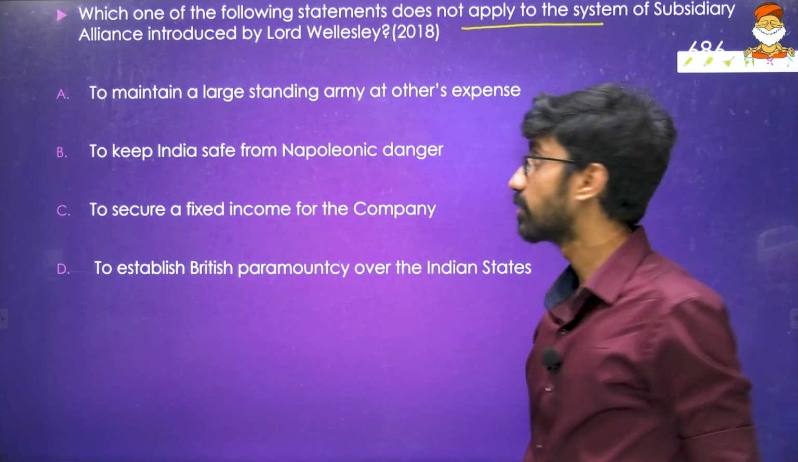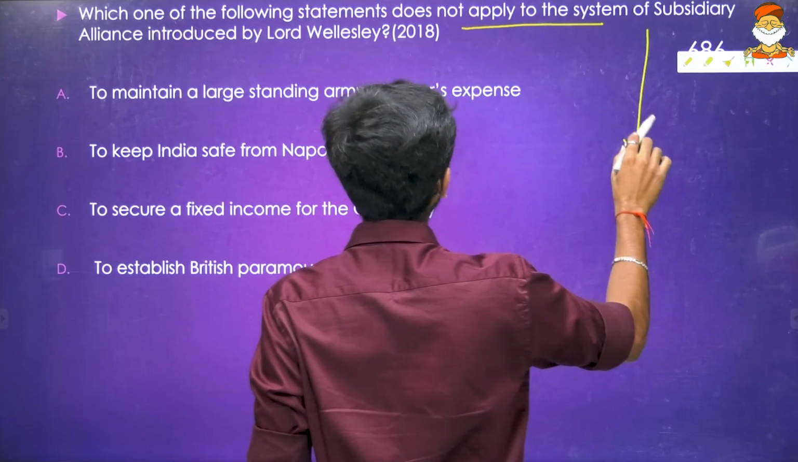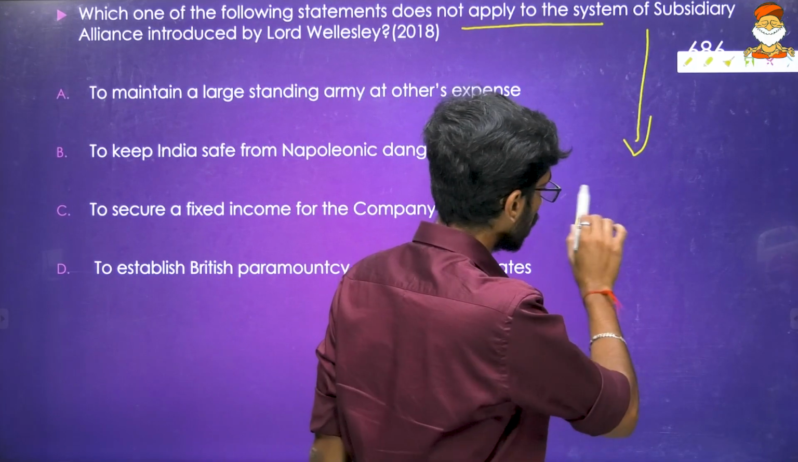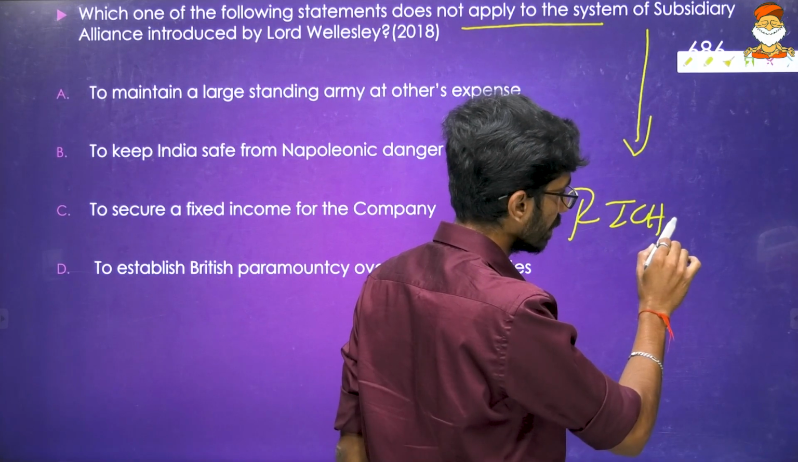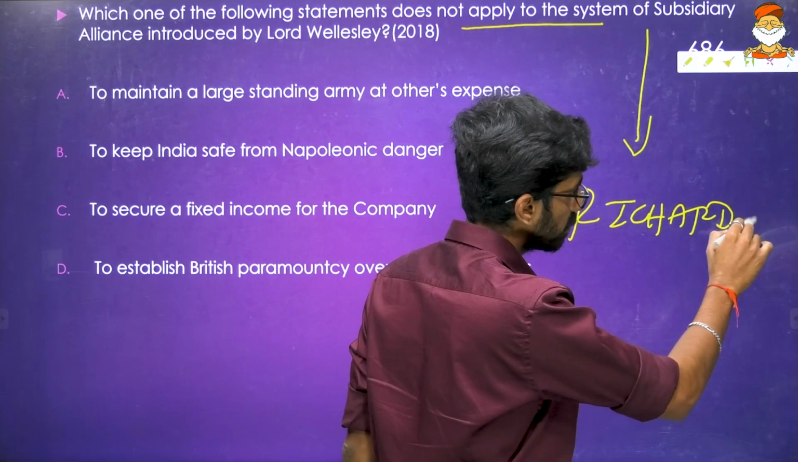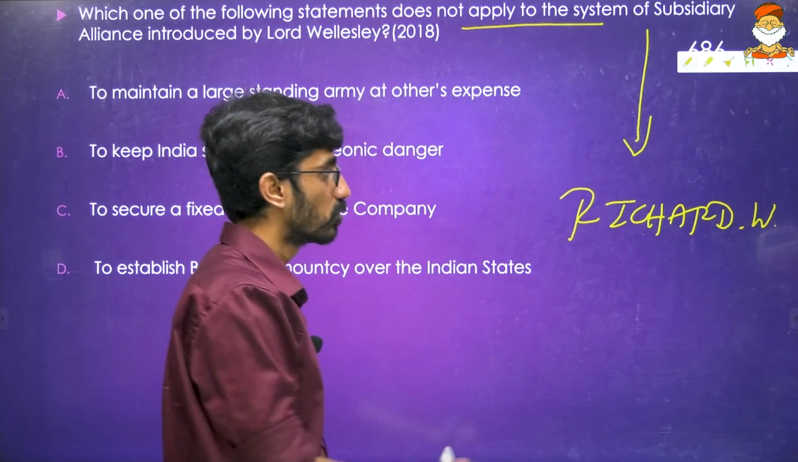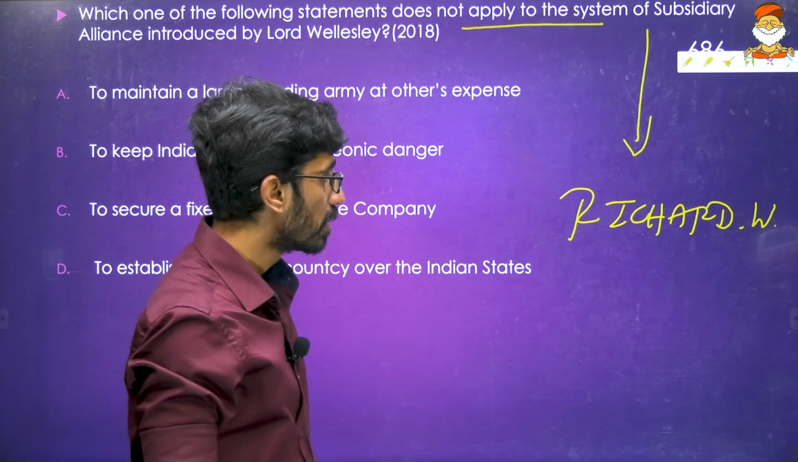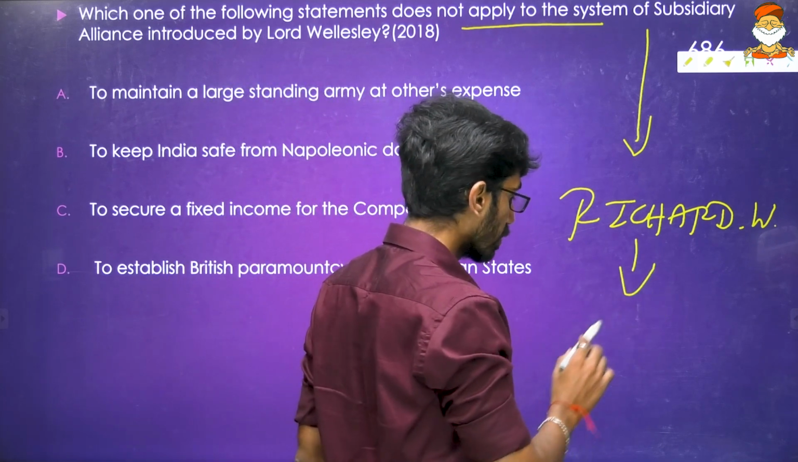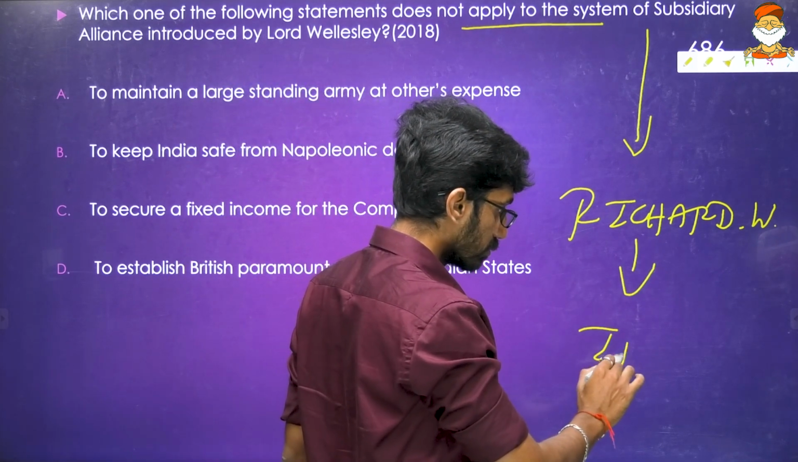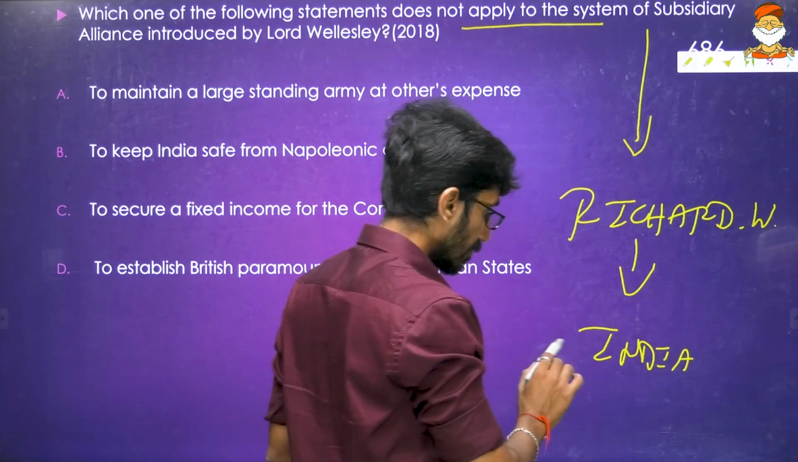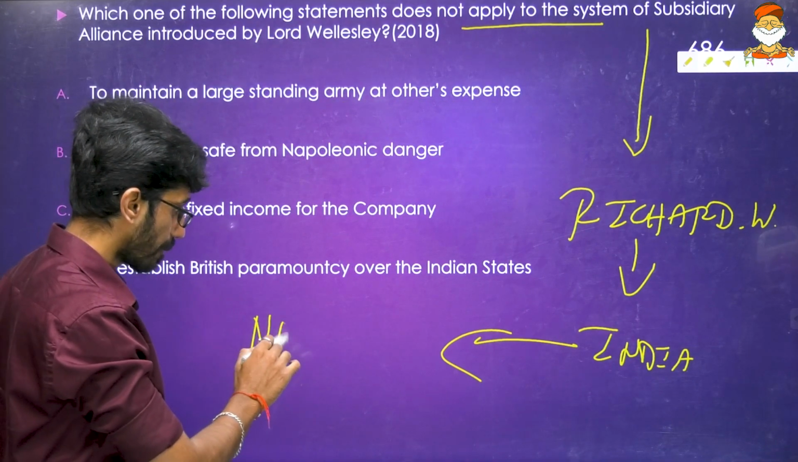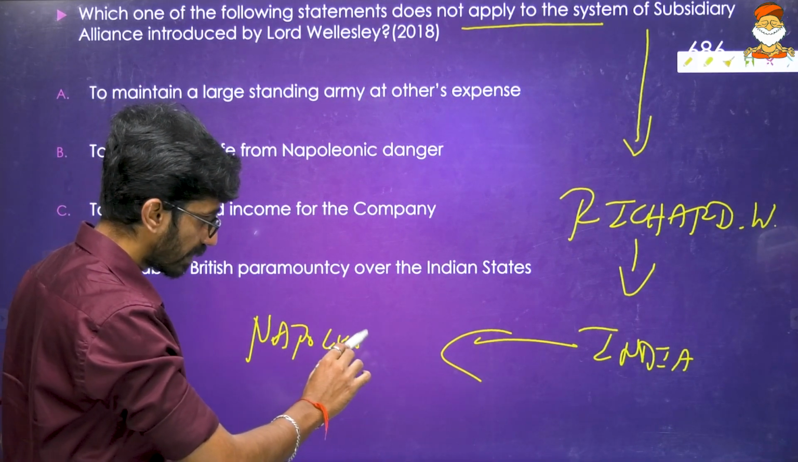Now to understand the subsidiary alliance system, it was brought by Wellesley. Again, don't confuse. It was brought by Richard Wellesley. There are two Wellesleys: one is Arthur Wellesley, the other is Richard Wellesley. Richard Wellesley was the Governor General, Arthur Wellesley was the commander. He brought this because he wanted to safeguard India from Napoleon. Napoleon was the French emperor.